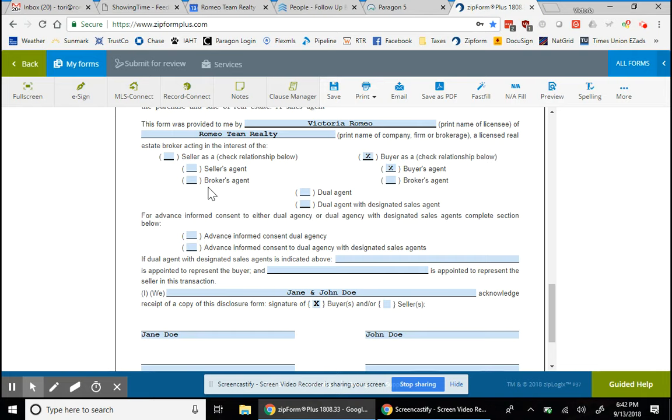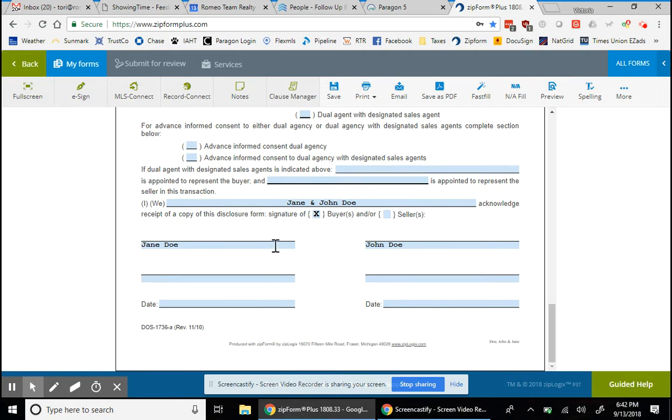But in general, that's how I explain the New York State agency disclosure to a buyer. And if you have any questions, let me know. Okay. Does anybody have any questions on what goes where?